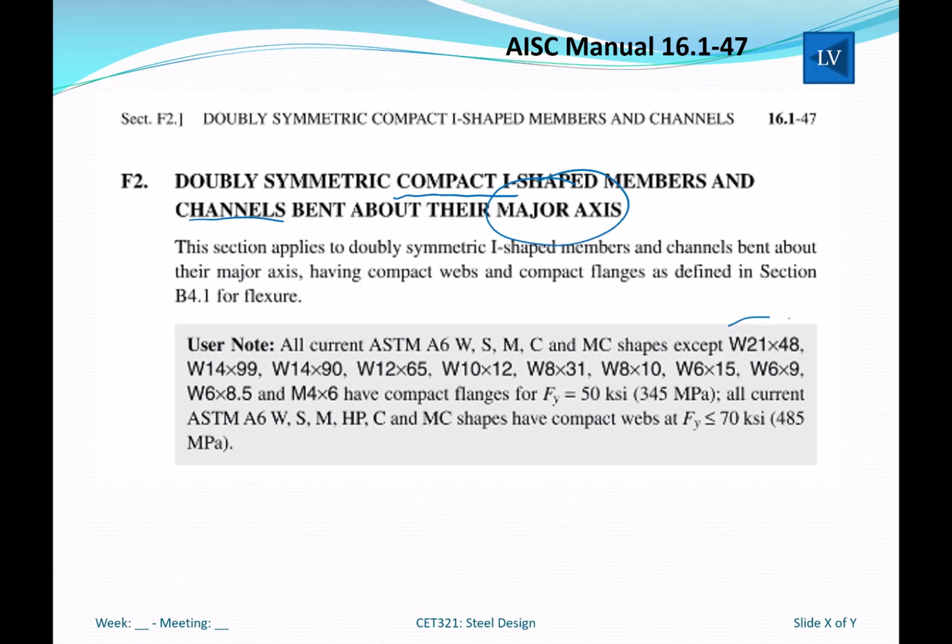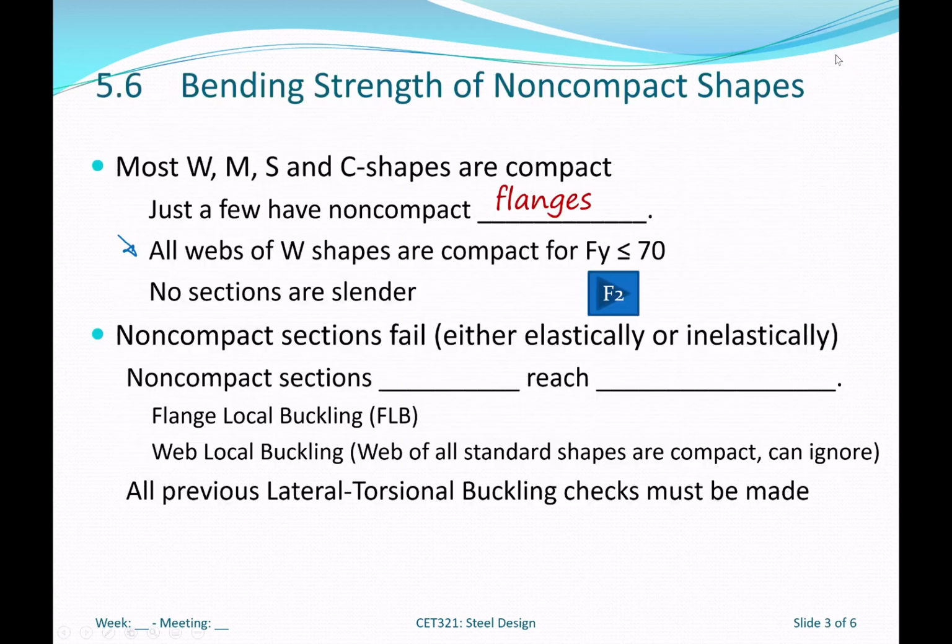There's only 11 shapes that have non-compact flanges, and all shapes have compact webs. So again, it's just really the flanges that we're going to deal with. And the main thing to remember is non-compact sections cannot reach our plastic moment capacity. So we cannot reach M sub P equal to Z sub X times F sub y, because the web or the flange will buckle before it reaches that.